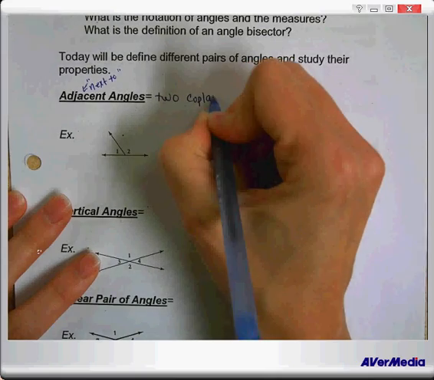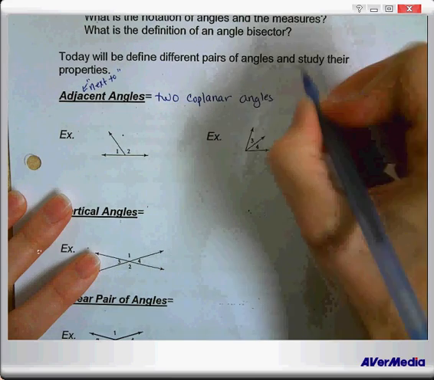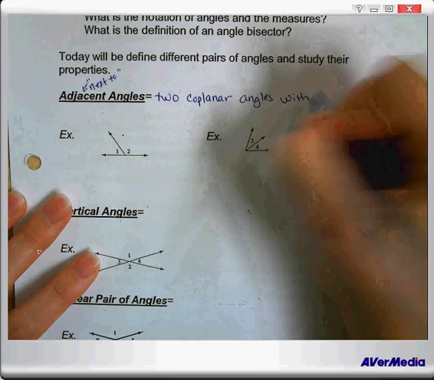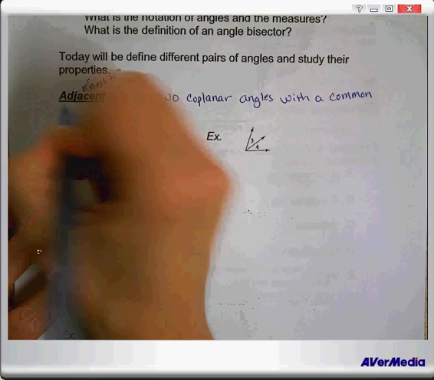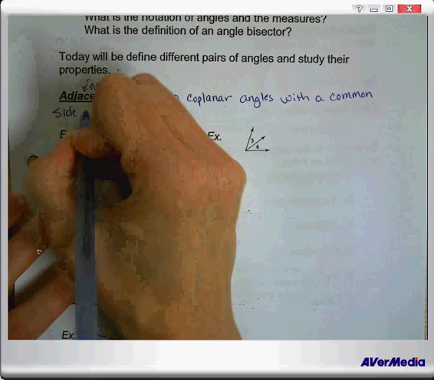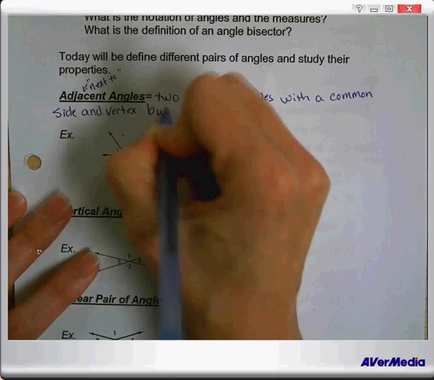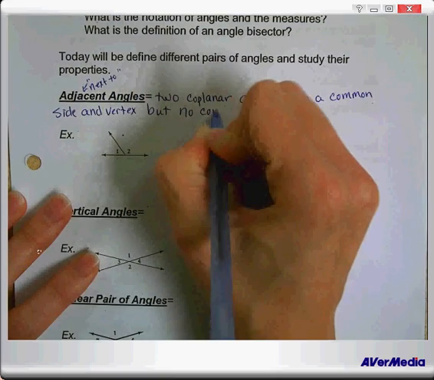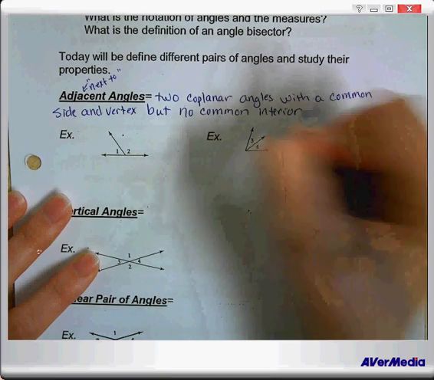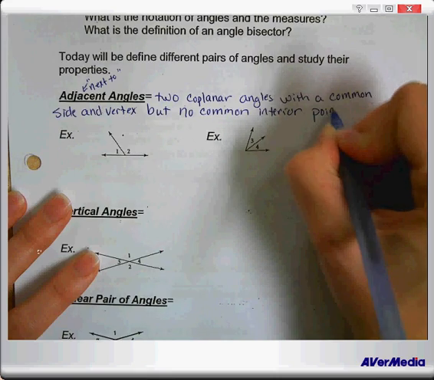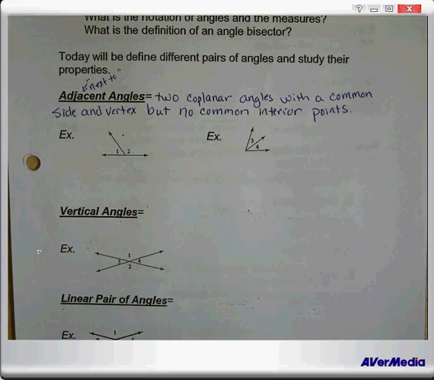Two coplanar angles with a common side and vertex, but no common interior points. The no common interior points, what it does, it allows us to realize one can't be inside the other one.